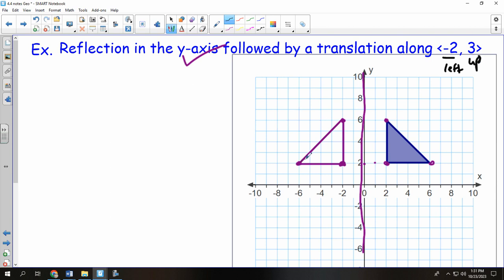So this one goes left 2, 1, 2, up 3. This one goes left 2, 1, 2, 3. And this one goes left 2, up 1, 2, 3. And let's get our line. Voila. We have our new coordinates. Let's go ahead and circle it. Okay.